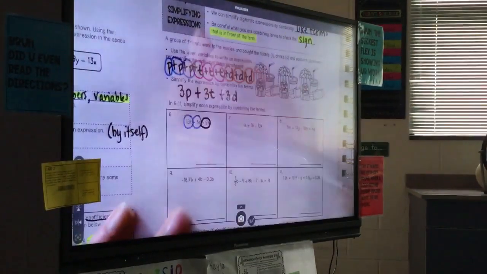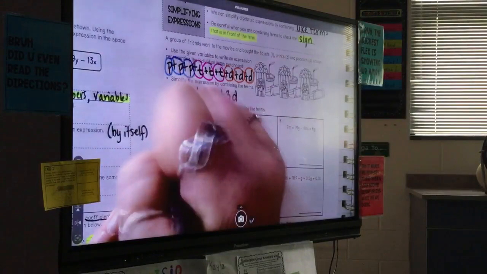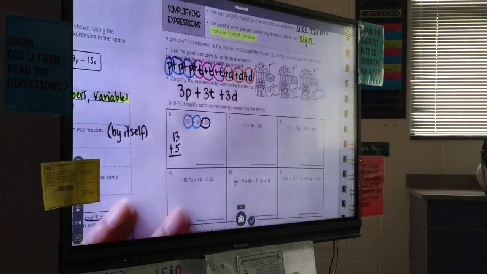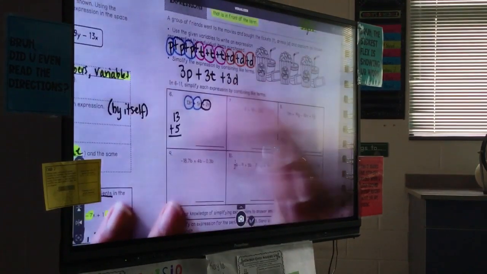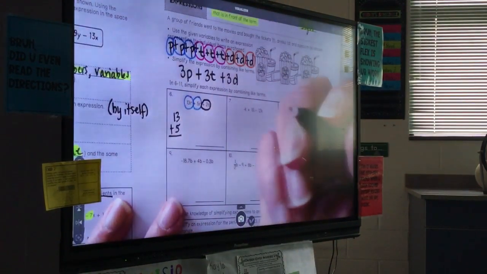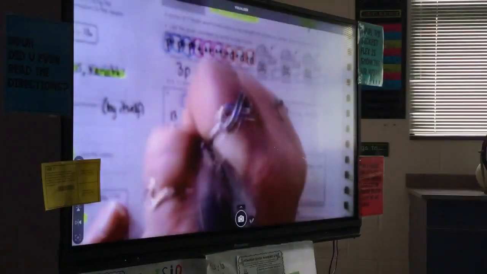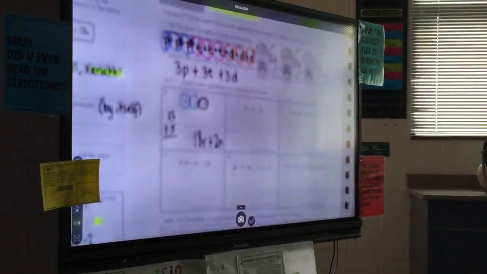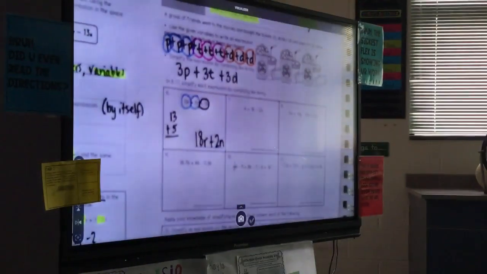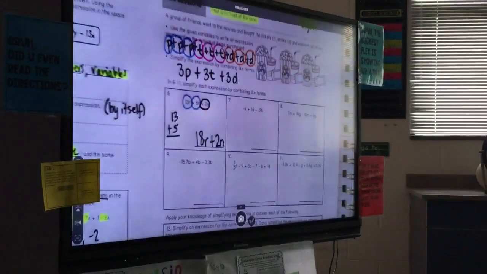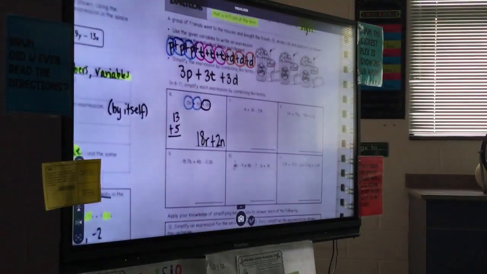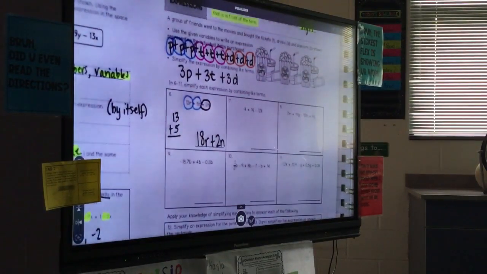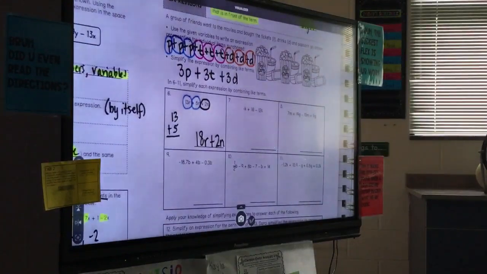All right, so here I have 13 plus 5. And remember, these are notes, so please show all the steps. If I'm writing, you're writing kind of thing, okay? So 13 plus 5 is obviously easy. It's 18. So I have 18r plus 2n. And does everybody understand why it's plus 2n? Is there anybody who doesn't? We're good? Makes sense?